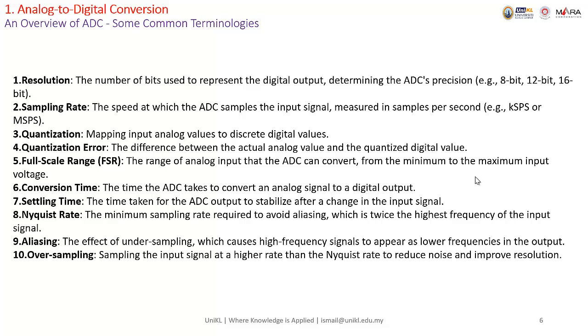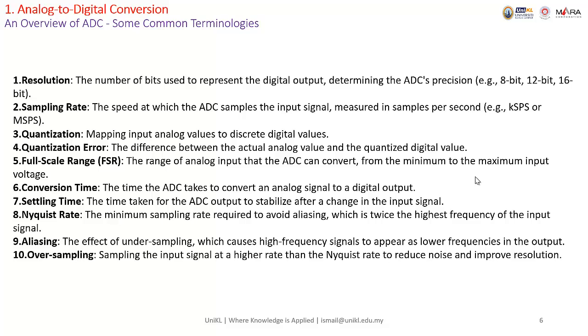Conversion time, the time that the ADC takes to convert an analog signal to digital output. When we talk about the flash converter later, it's very fast, we can ignore the time. But when we talk about the successive approximation that is based on a counter, it takes time. The higher the bit, the longer it takes to convert the signal. Settling time, the time taken for the output to stabilize after a change in the input signal. So that is a matter of our sample and hold.